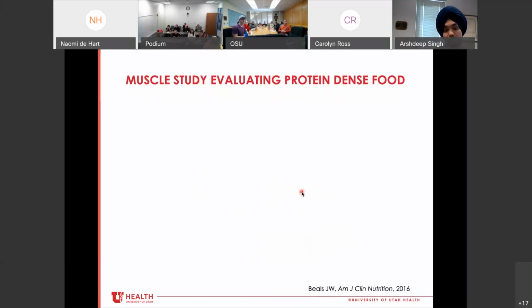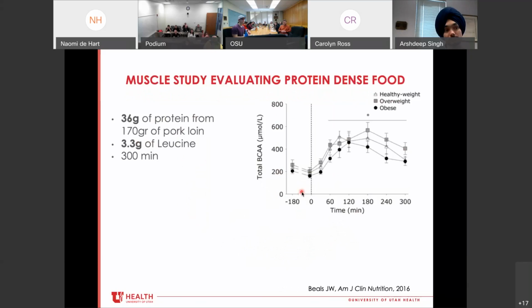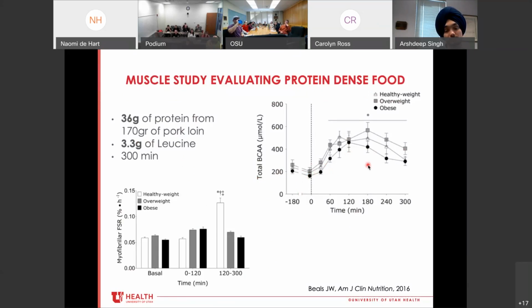Similar responses to what I just showed have been shown after the ingestion of other whole foods or protein-dense foods. This study in particular looked at 36 grams of protein coming from pork, and this accounted for about 3 grams of leucine. And as you can see here, I can actually not see it, but the branched-chain amino acid levels in the serum were elevated for almost the entire 5 hours post-ingestion. And then also here is a graph that shows protein synthesis on the y-axis, and it's also increased after the ingestion of this protein-dense food.